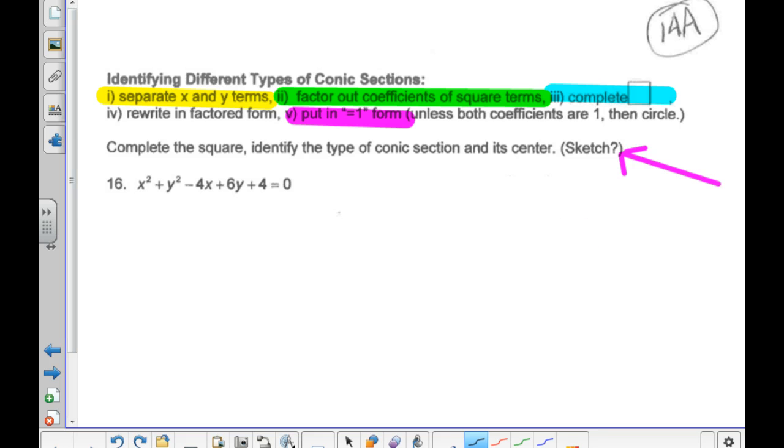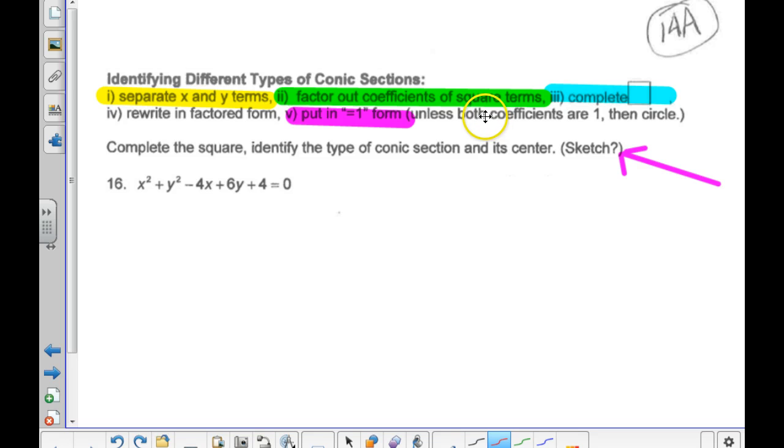On worksheet 14, I went through this last period and it didn't go super well. I think it was because I didn't really point out that the directions are up here. I just kind of did it, okay? It says separate out your x terms from your y terms. Factor out any coefficients on the squared terms. You'll see what I mean by that in a minute, okay?